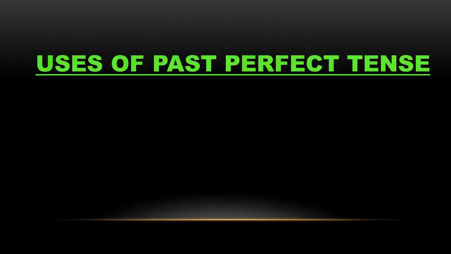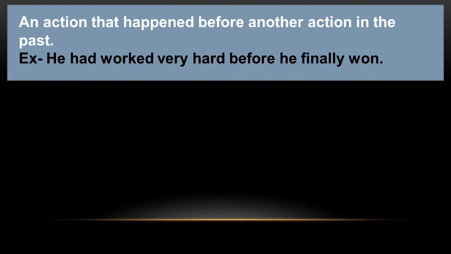Right. Now comes the uses of past perfect tense. First use is to describe an action that happened before another action in the past. We have read so many examples of this, right? For example, he had worked very hard before he finally won.